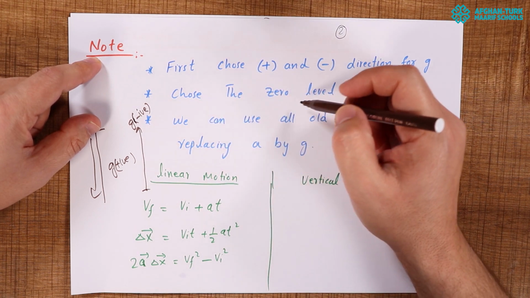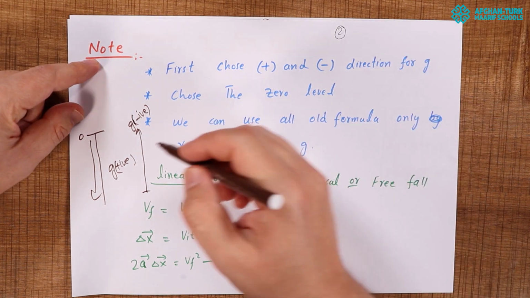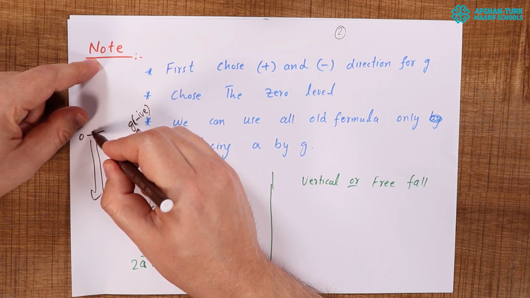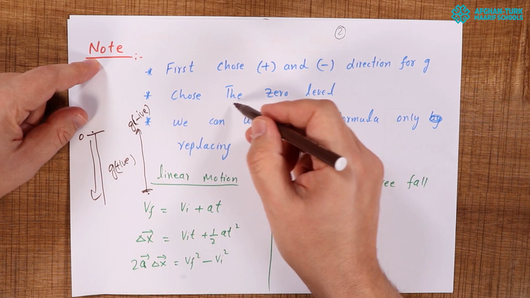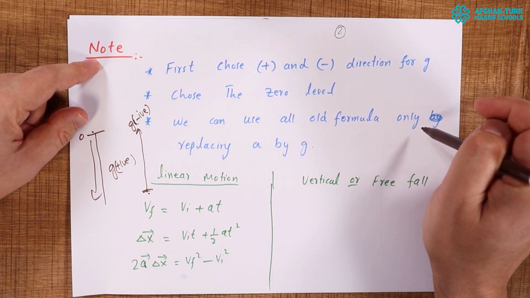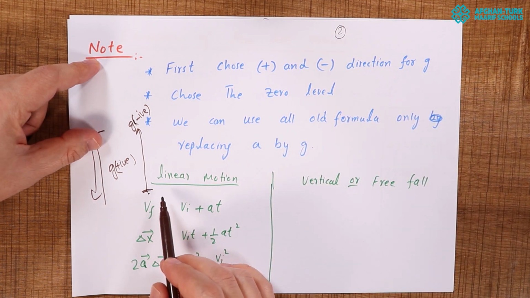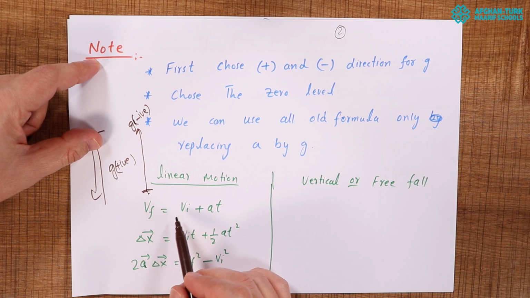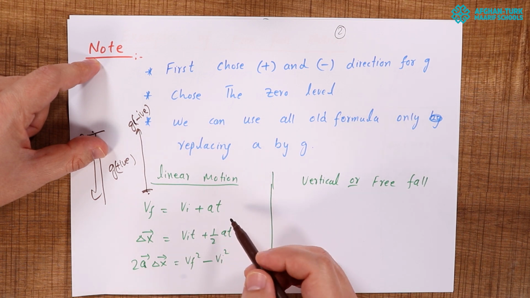The second point: choose the zero level. Choosing the zero level means deciding whether the ball is coming from the upper side or going from the lower side. This is called the zero level. The third point: we can use all the old formulas, only replacing a by g. Like for linear motion, these are the three equations of motion. We will use these three equations for free fall as well.